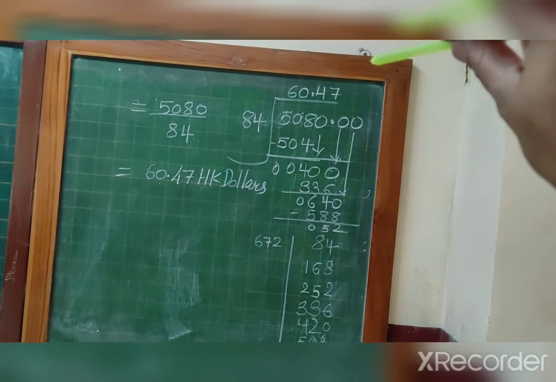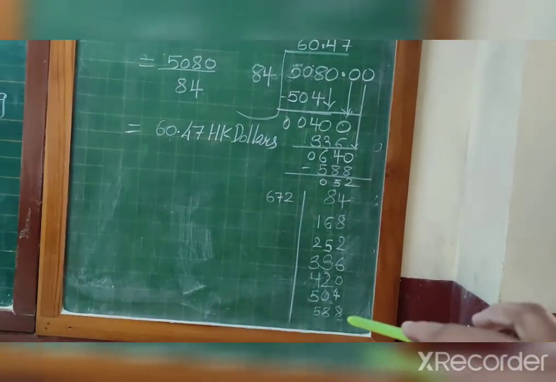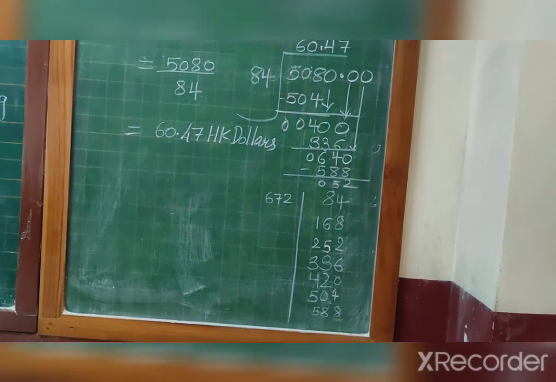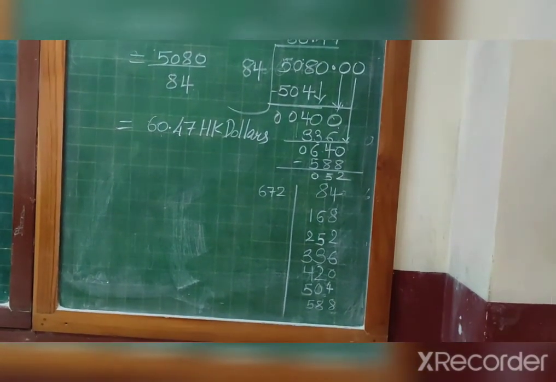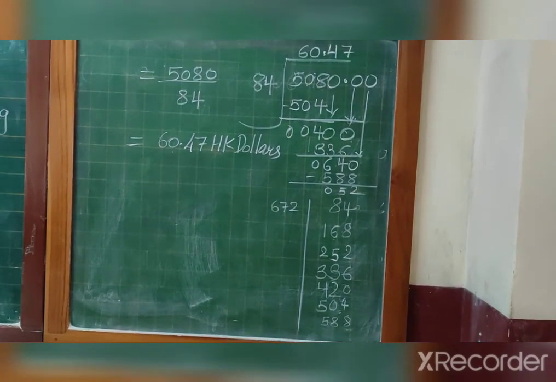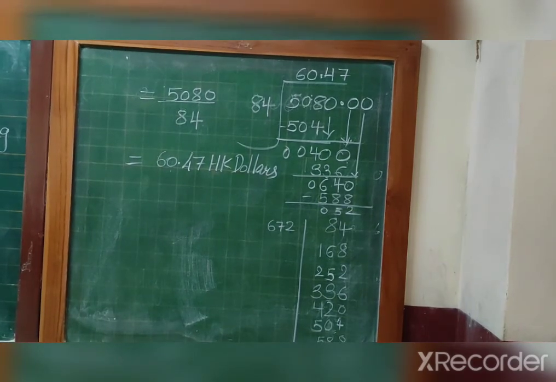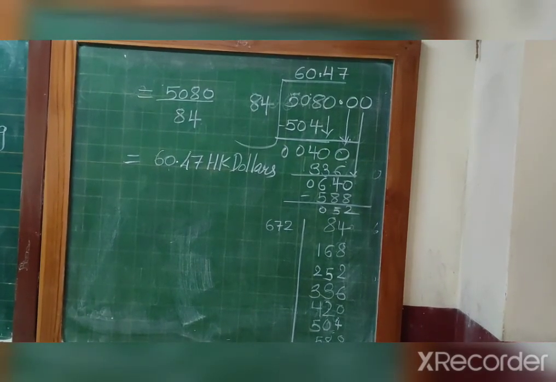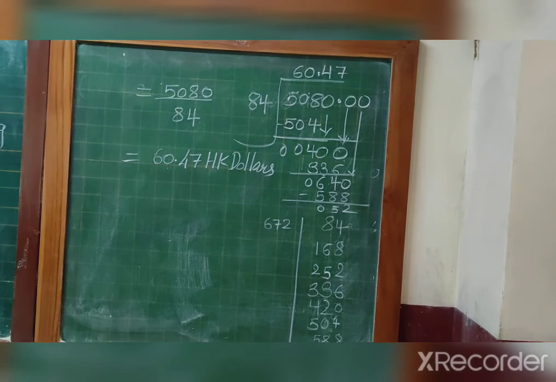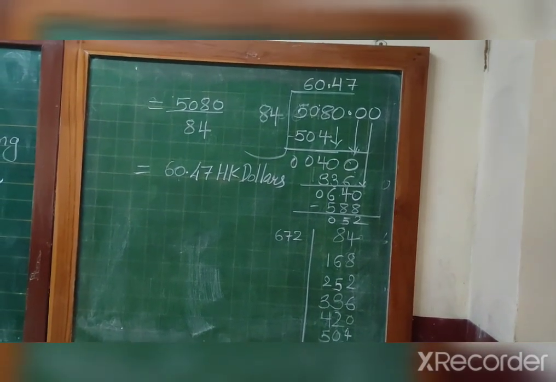Okay. Now again the decimal will give 0, so bring down this 0, and this time 7 times. You can see here 7 4s are 28, carry over 2, and 58. 7 5s are 35 and 2 is 37, 588. So 52 is the remainder. So we can say that in rupees 508 we will get 60.47 Hong Kong dollars. Okay.